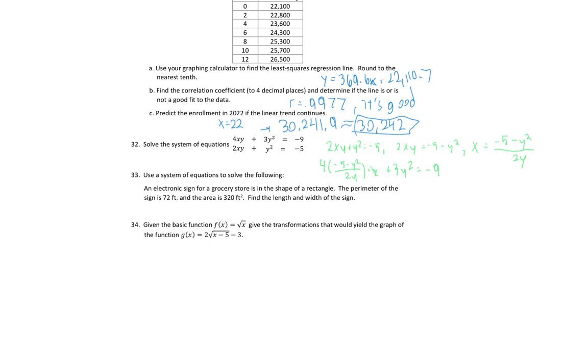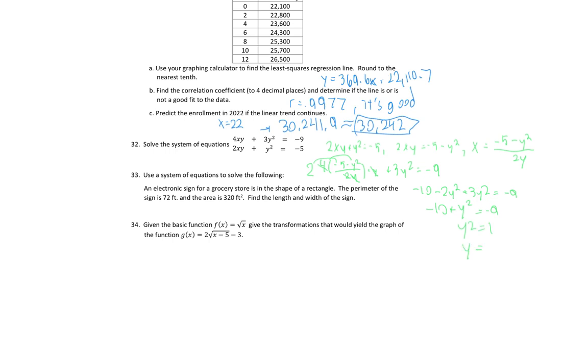This y can cancel out that y down there, and this 4 and those 2 can make this into just a 2, which I can then distribute. So I'll get -10 minus 2y squared plus 3y squared equals -9. Minus 2y squared plus 3y squared is just a single y squared. -9, add 10 to both sides, y squared equals 1.